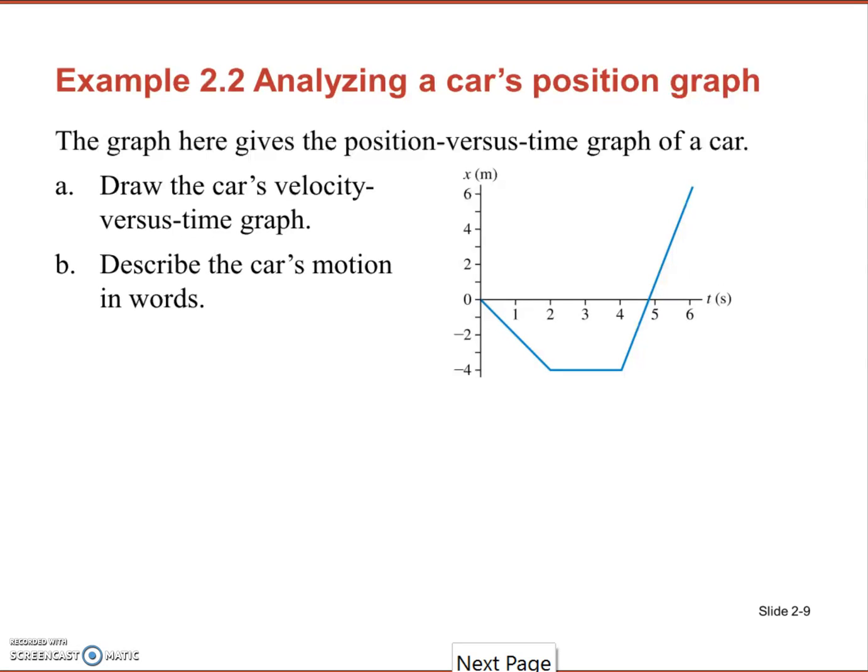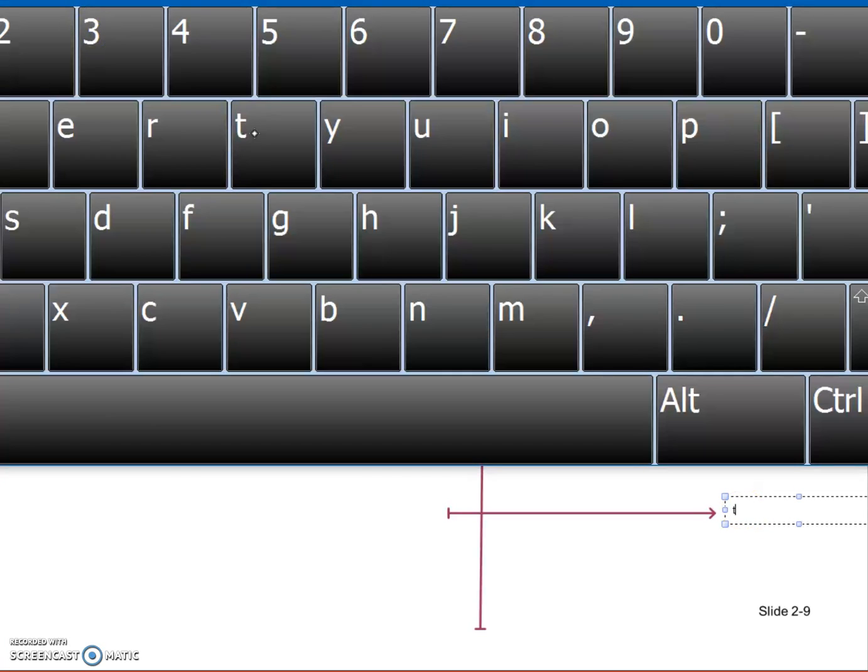So the graph here gives the position versus time graph for a car. We're asked to first draw the car's velocity versus time graph and then describe the car's motion in words. All right, so the first thing I want to do is draw an axis. So here is a vertical axis. That's going to be my speed, and a horizontal axis. That's going to be my time. And don't forget to label your axes. Always label your axes. Okay, so this is time.